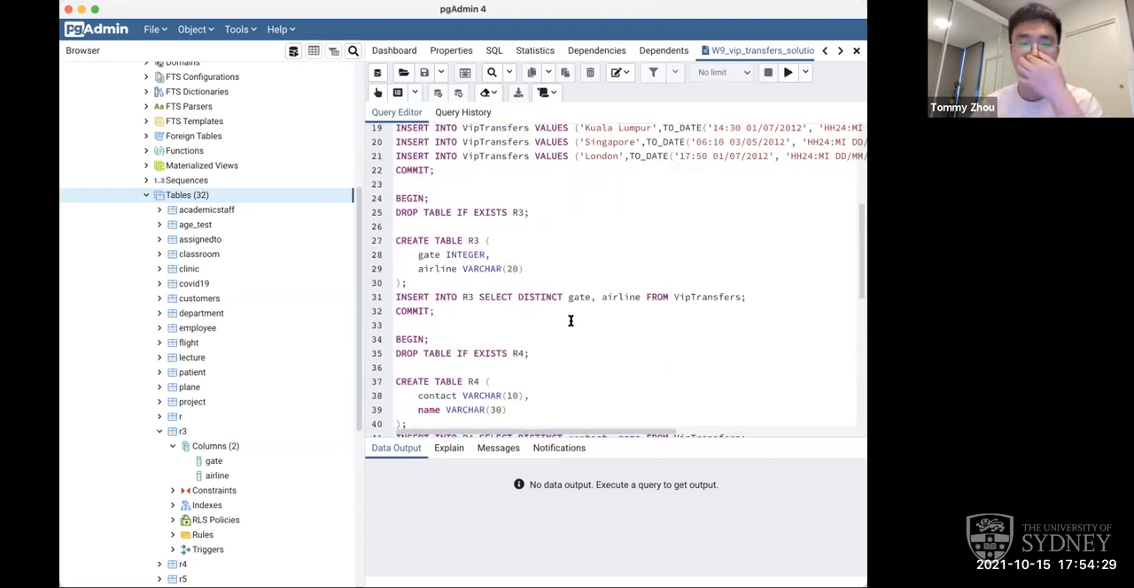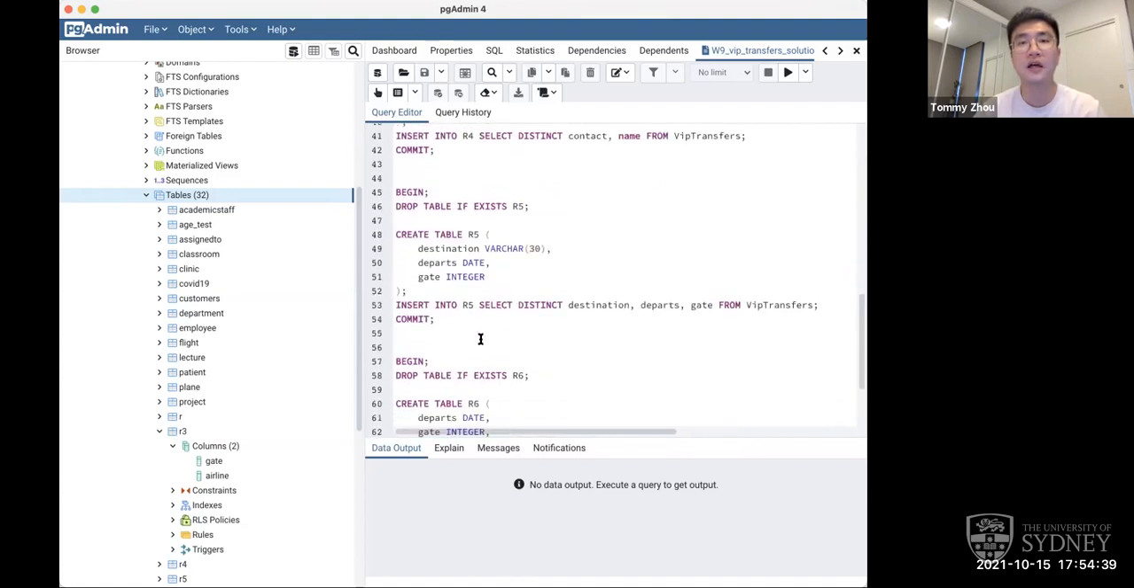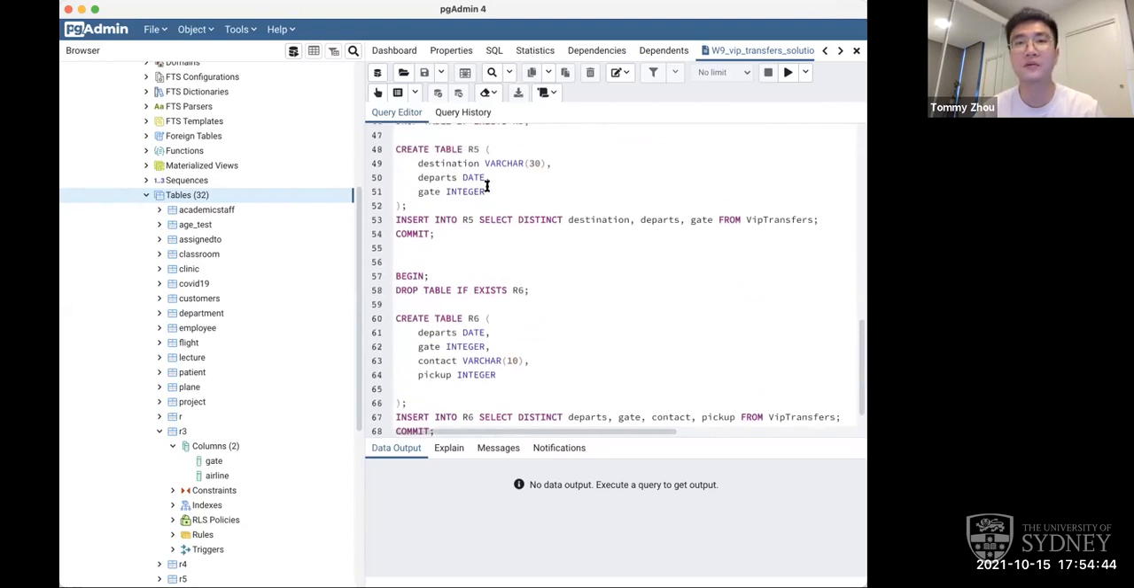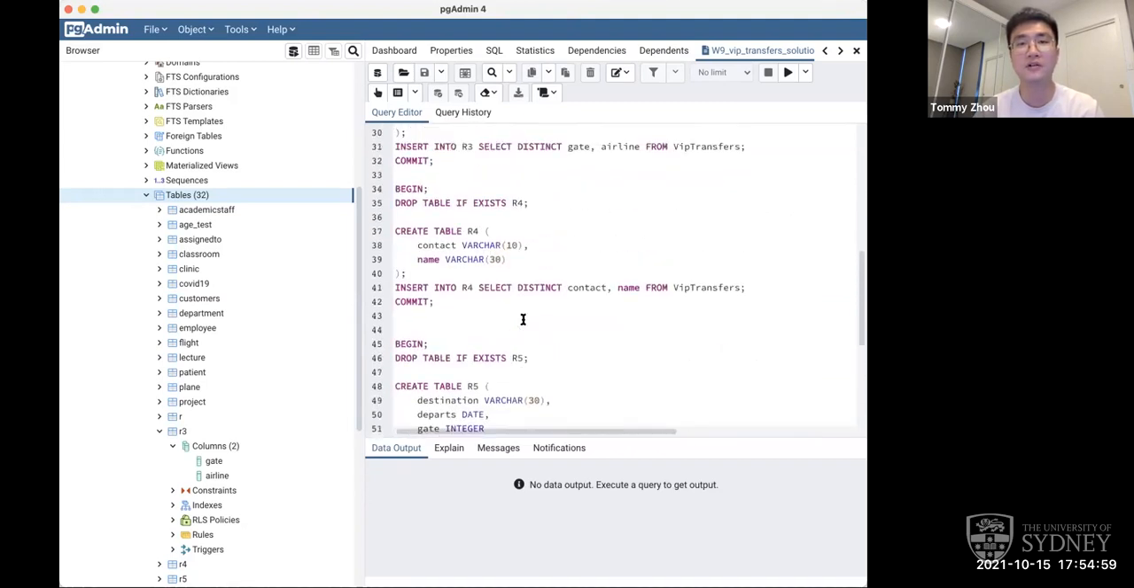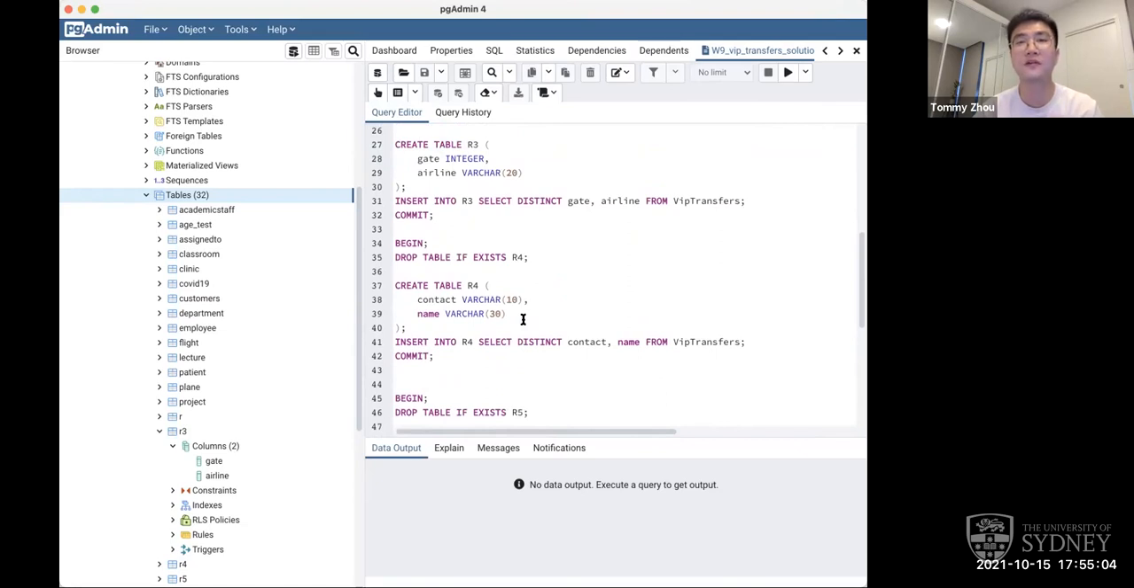And next we're going to decompose those into R3, R4, R5, and R6. So all those correspond to our design previously. Like we have these 3, destination, departure, and gate in R5 based off FD5. And then we remove destination from R7. So we have these 4 left. So these are exactly the same as what we did in exercise 2. And we're going to insert into these smaller tables with the same values from the original table.